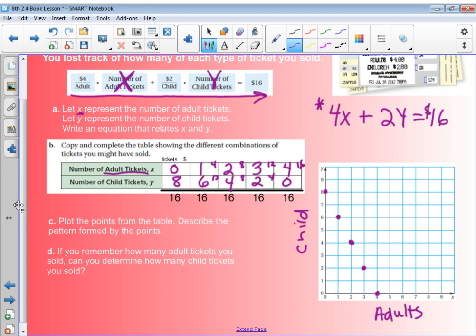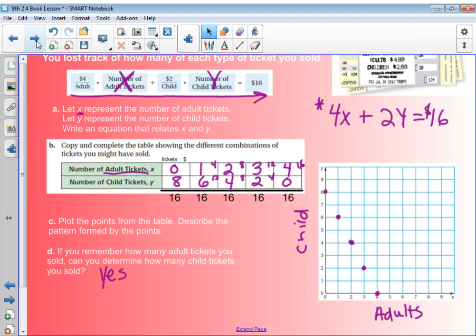It says, if you remember how many adult tickets you sold, can you determine how many child tickets you sold? Well, yes, we can. And we can see that from our graph. We were able to figure out when we were plotting out in our table, if we sold one adult ticket, that there was $12 left over and we could buy 6 more child tickets. So yes, we would be able to do that.